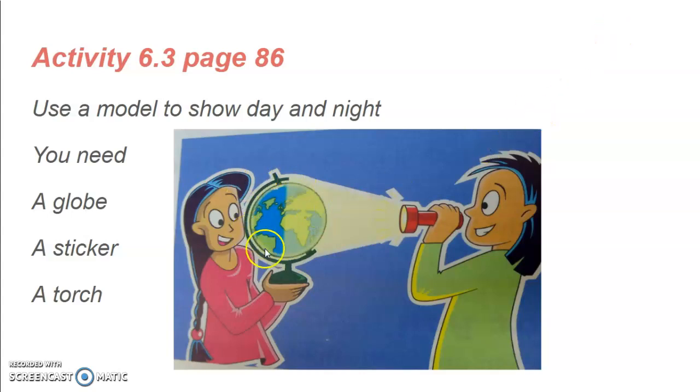So, you need a globe, a sticker, so as to mark the places, the cities, and a torch, so as to give light, as if it is a sun. It's not difficult. I'd like you to do it and enjoy it and understand it, so as to see how day and night form.